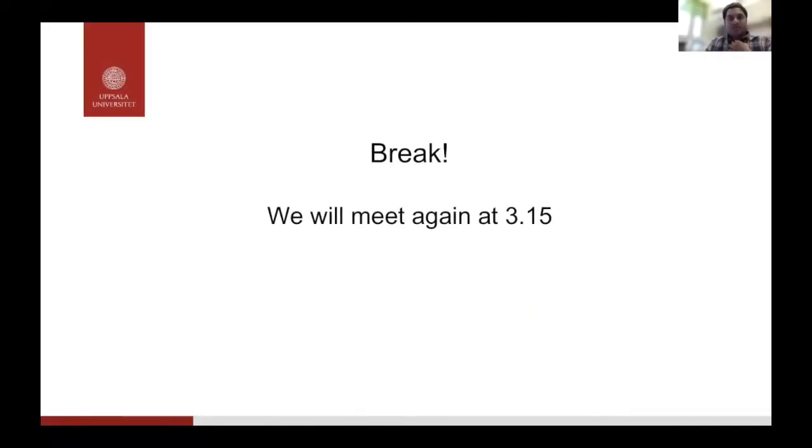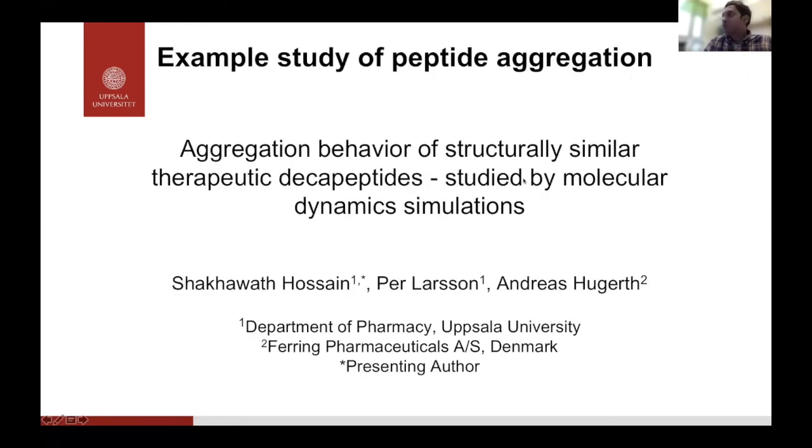Okay, so let's start again. Now I will mainly go through one of our studies where we studied the aggregation behavior of a bunch of structurally similar therapeutic decapeptides. We used MD simulations, and also NMR experiments in collaboration, to validate our simulation results. I performed this study with Paul Larson and Andreas Hugert from Fing Pharmaceuticals.